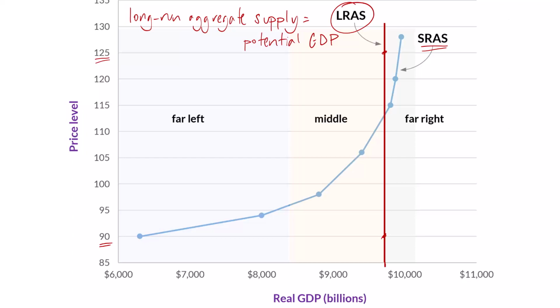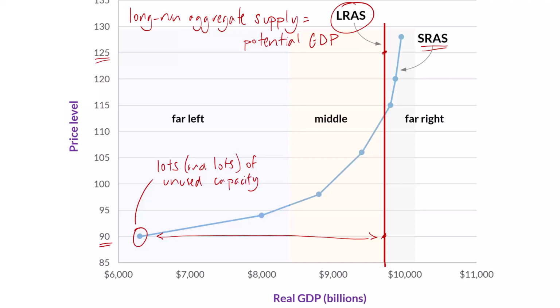So if we are, say, over here, short-run aggregate supply is at this point here, then it is very far from potential GDP, which is to say that there's a lot of capacity in the economy, a lot of factories, a lot of workers that aren't being used. Okay, and again, that's when we're at this point, way over here, far, far away from long-run aggregate supply.